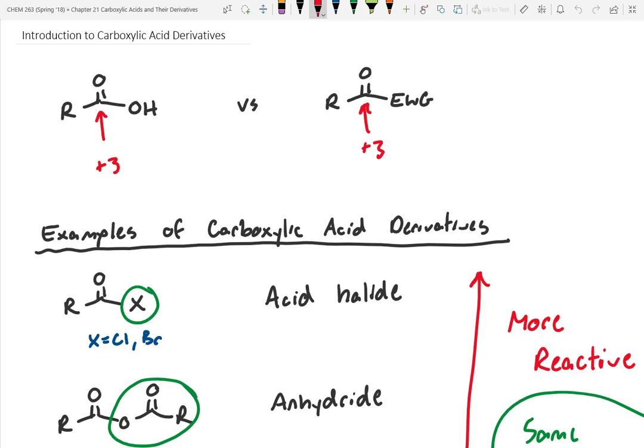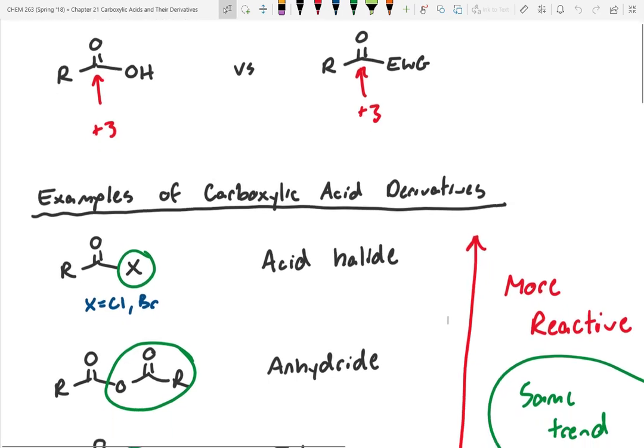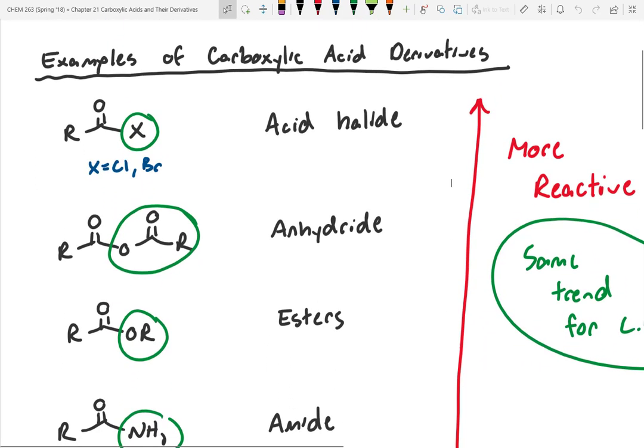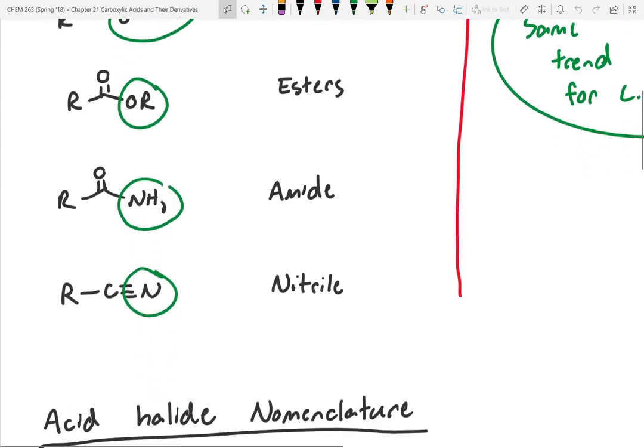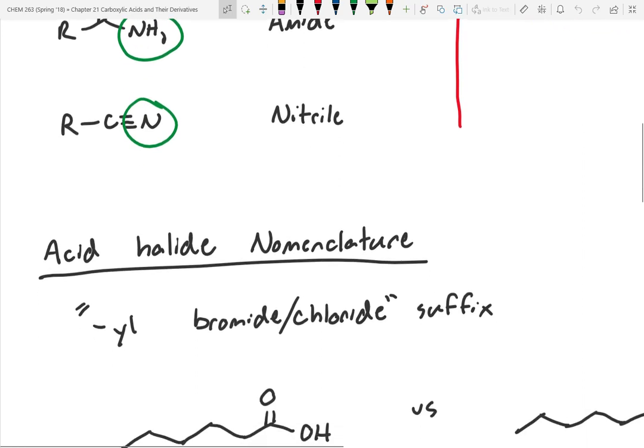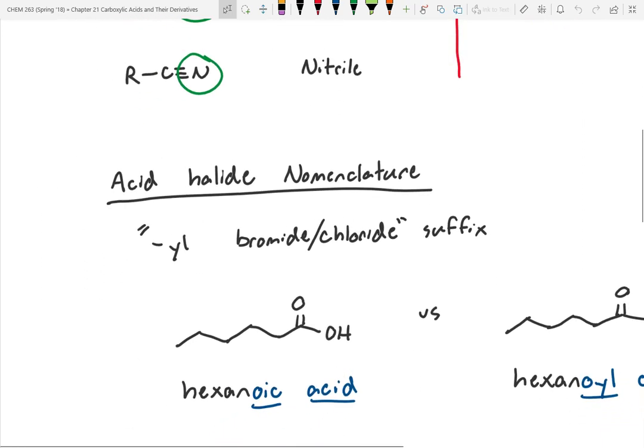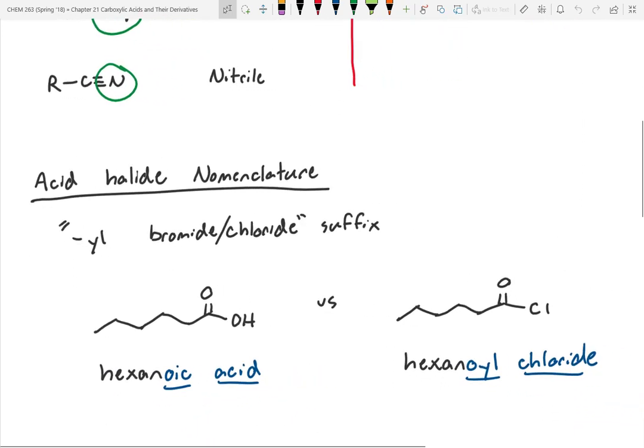All right, yesterday we finished up talking about carboxylic acid derivatives, and we said that all of them are in the +3 oxidation state. We said the most reactive are acid halides, followed by anhydrides, esters, amides, and nitriles. And then we needed to briefly discuss the nomenclature for each of these, so we started off with acid halides.